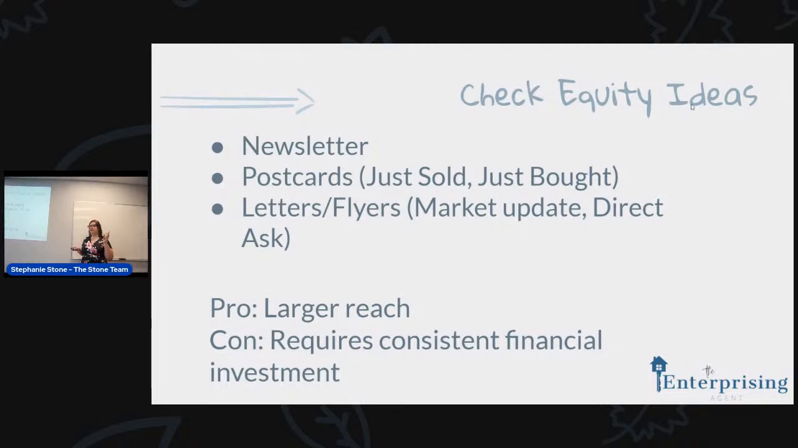Hey, 90 days ago, the average home price in our neighborhood was $274,000. Since the last 90 days, it's gone up to $301,000. I would love to get you some information on what your home is worth. Get creative, have fun with it. So the pro for this is that it's a larger reach. I can easily send 400 to 600 mailers. So I buckle down for a good full day, put mailing labels, put stamps on it. The con? It does require consistent financial investment.